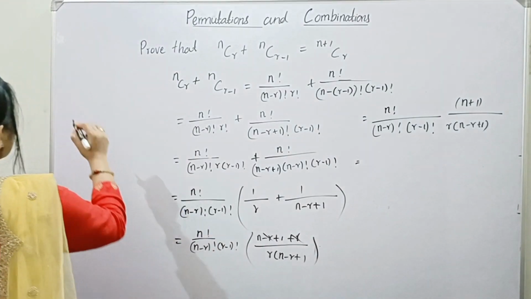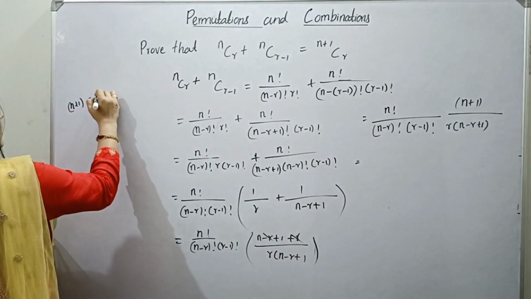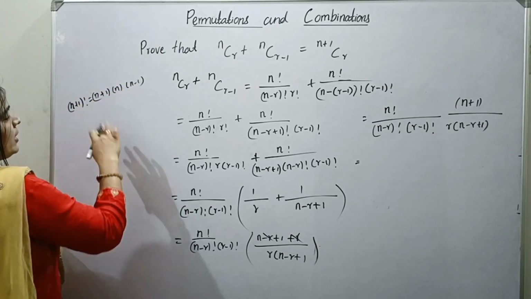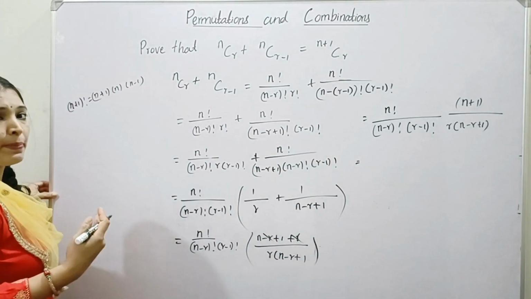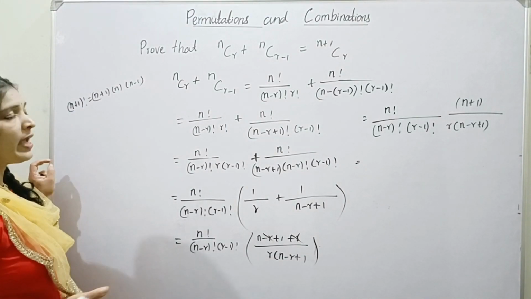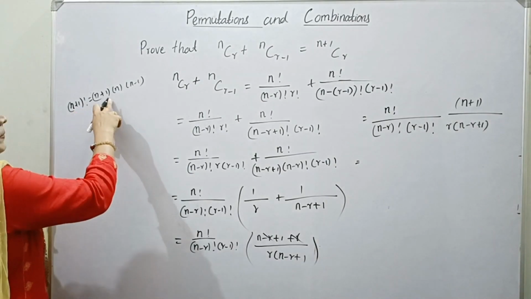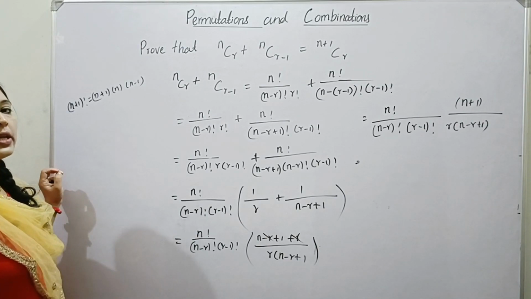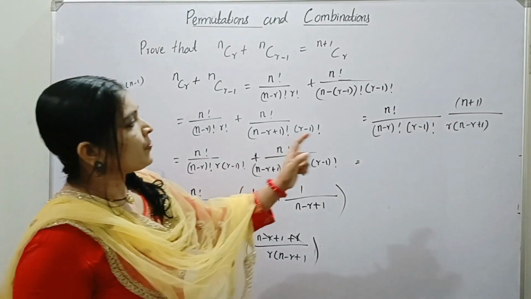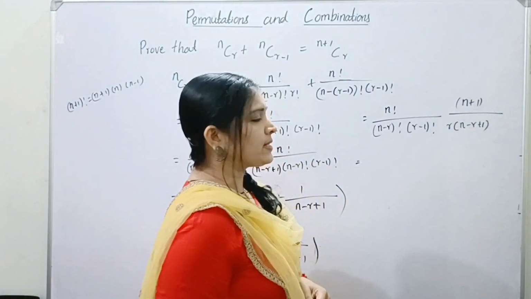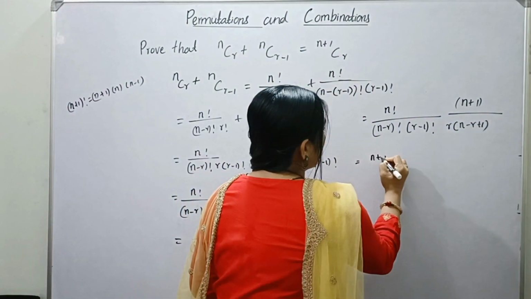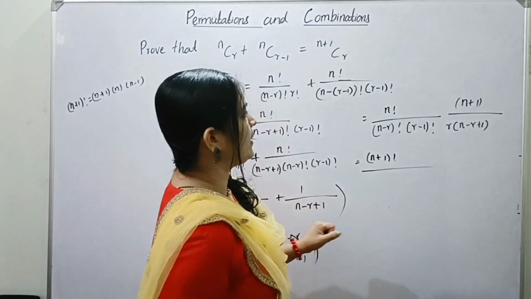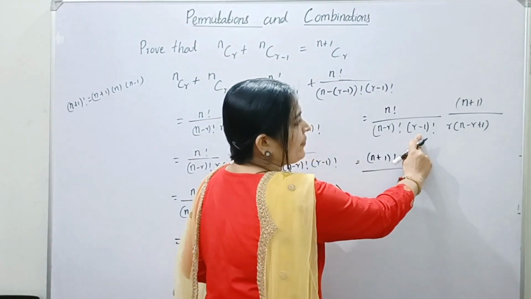n plus 1 factorial is nothing but n plus 1 into n, right? If n plus 1, the previous term is n plus 1 minus 1, that is n. So n plus 1 factorial is n plus 1 into n into n minus 1 into n minus 2, etc., 3 into 2 into 1. So n factorial into n plus 1 is nothing but n plus 1 factorial, divided by r into r minus 1 factorial.